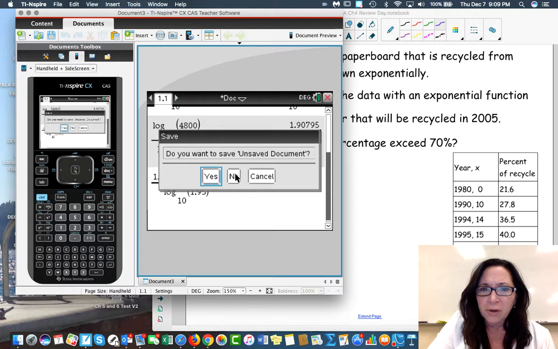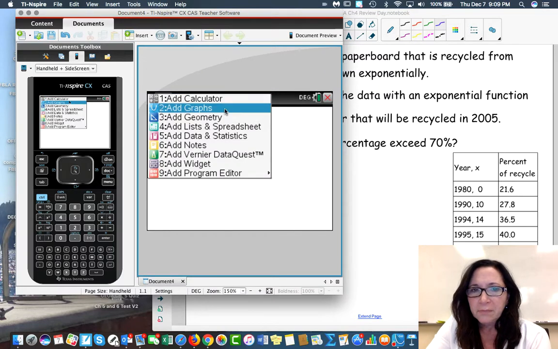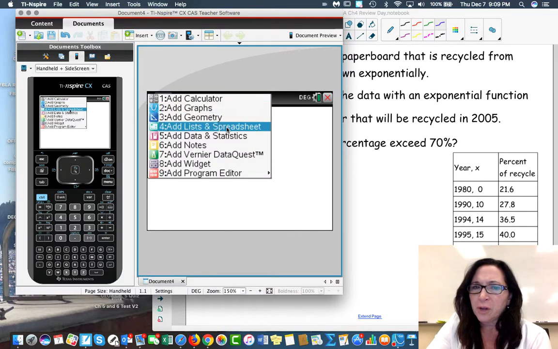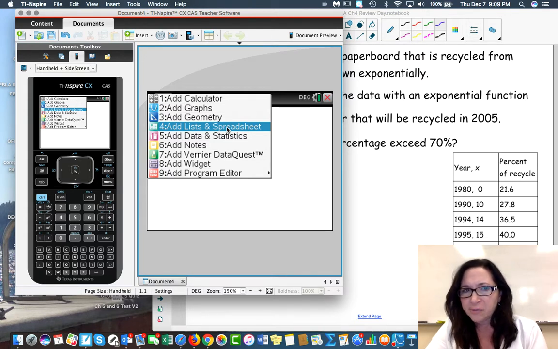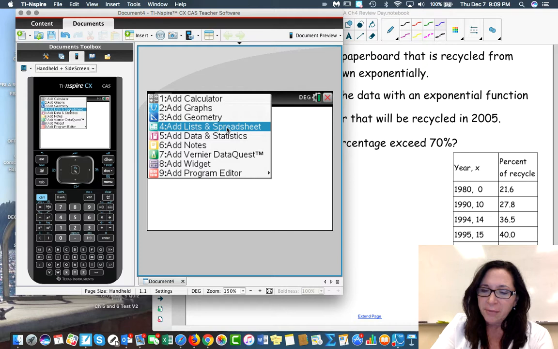So we're going to start a new screen for this. And this is how you do it. You go to new document. The first thing you're going to do is go to lists and spreadsheets. Now I'm using a TI Inspire CX CAS model. I think those are the best calculators out there right now. So that's what I'm using. Add lists and spreadsheets. First thing to do.